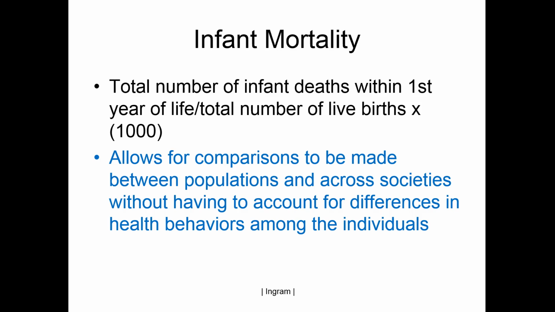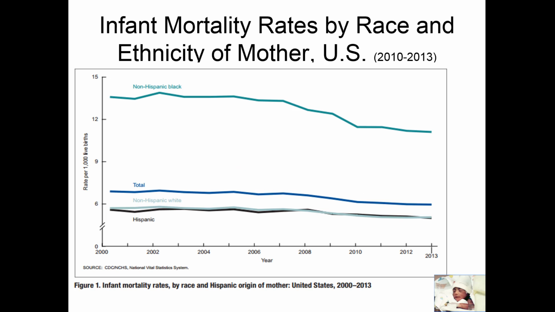Infant mortality is yet another measure of death. It is defined as the total number of infant deaths within the first year of life divided by the total number of live births times 1,000. This indicator allows for comparisons to be made between populations and across societies without having to account for differences in health behaviors among the individuals.